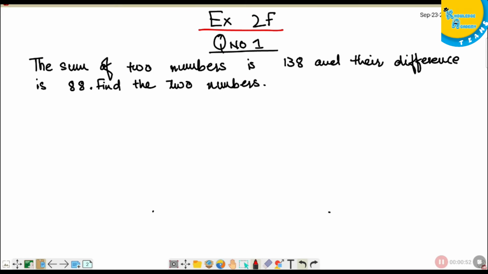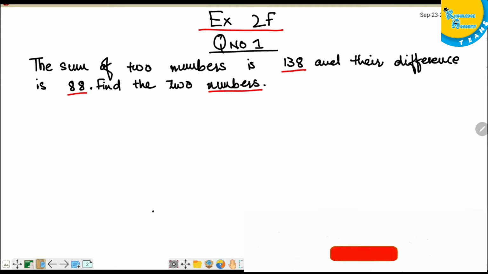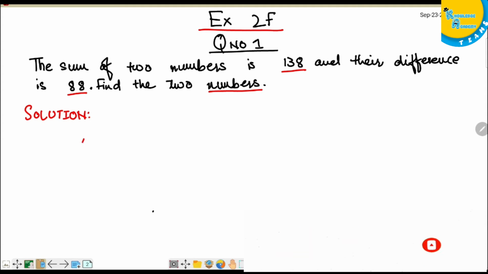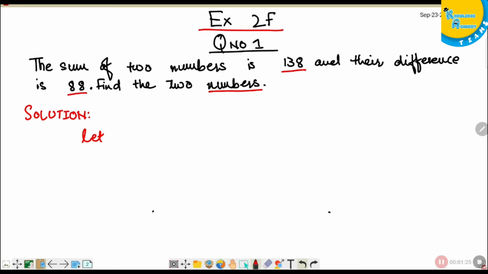So this is question number 1. The sum of two numbers is 138 and their difference is 88. Find the two numbers. As we all know, the numbers that we have to find out are unknown. So let's go to the solution. Let the two unknown numbers be x and y.